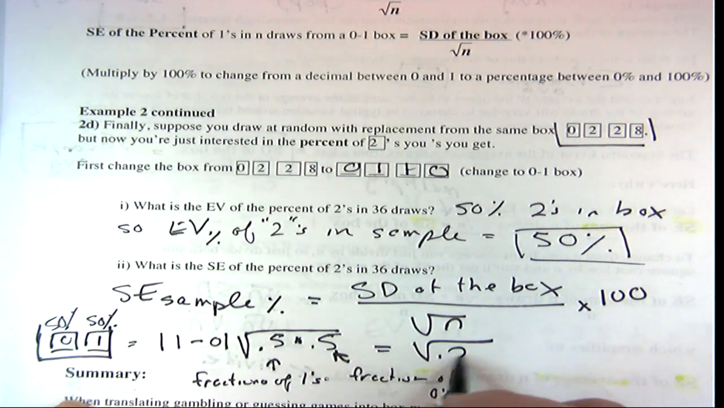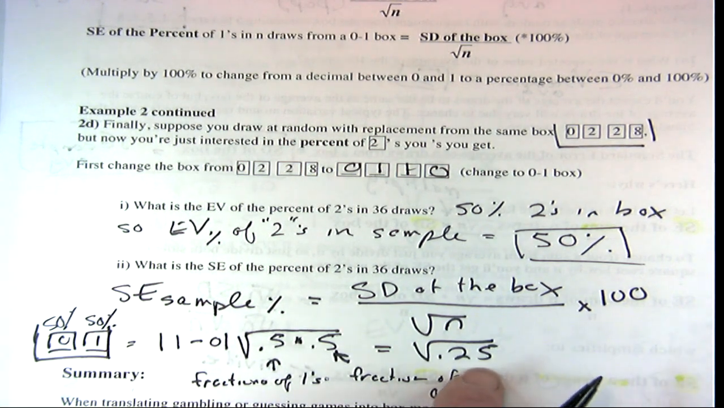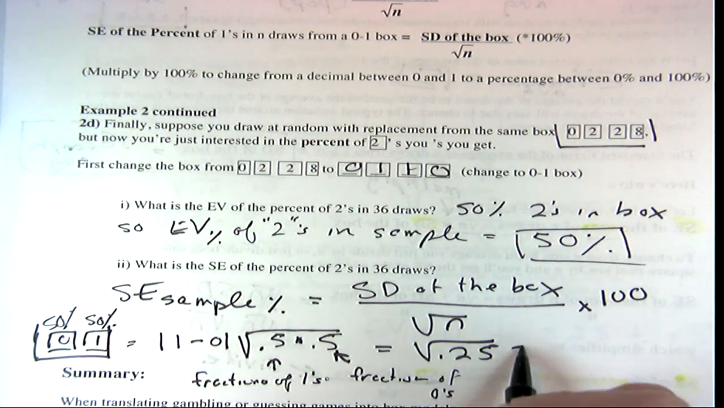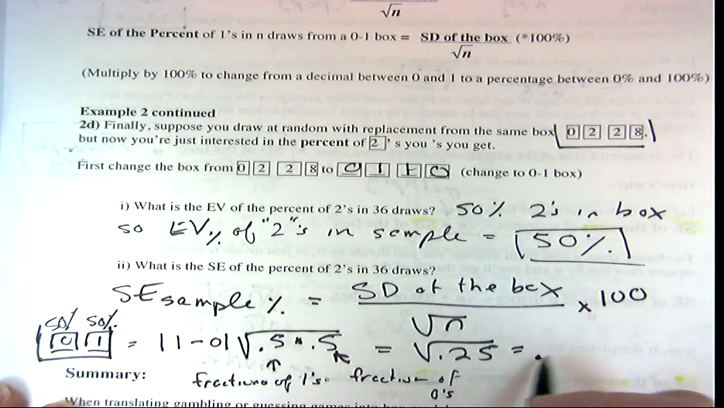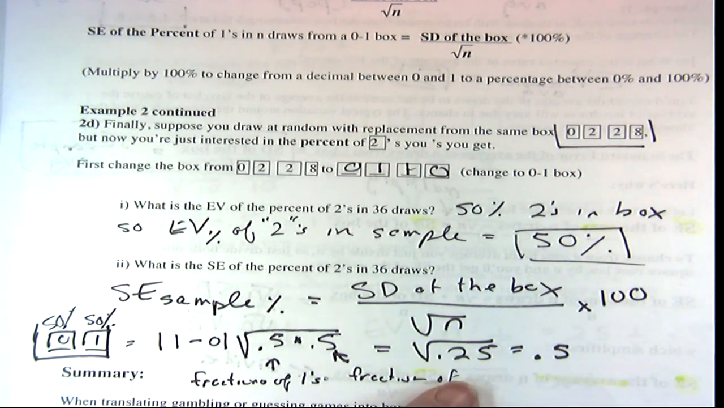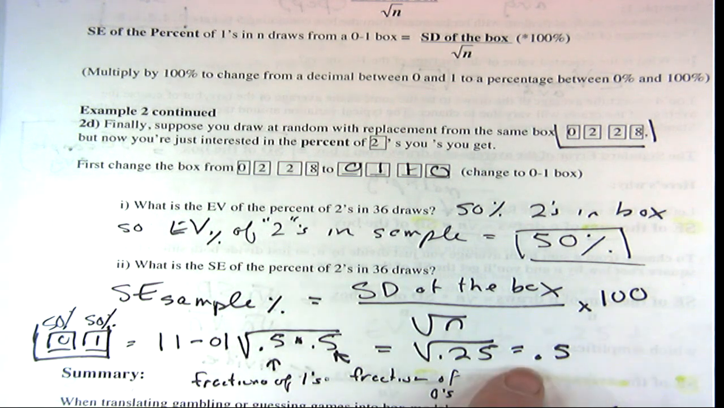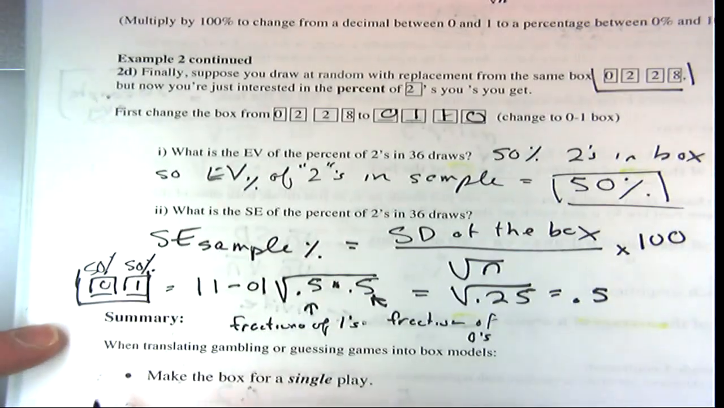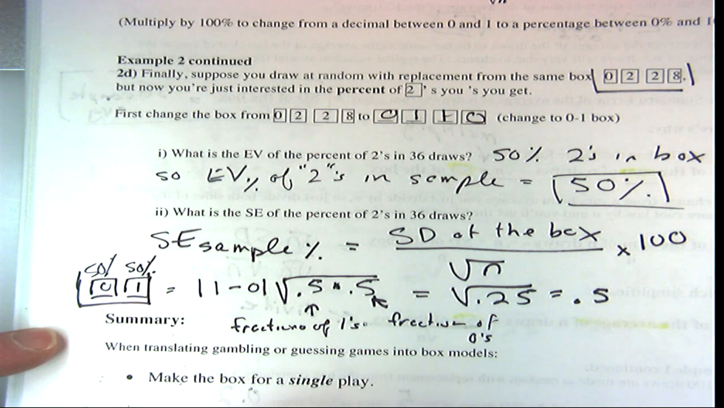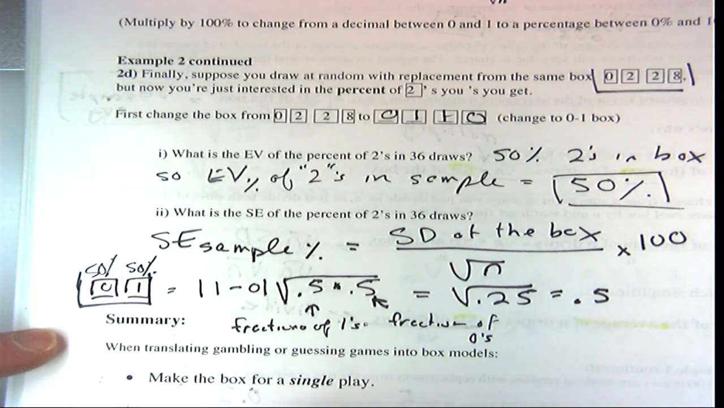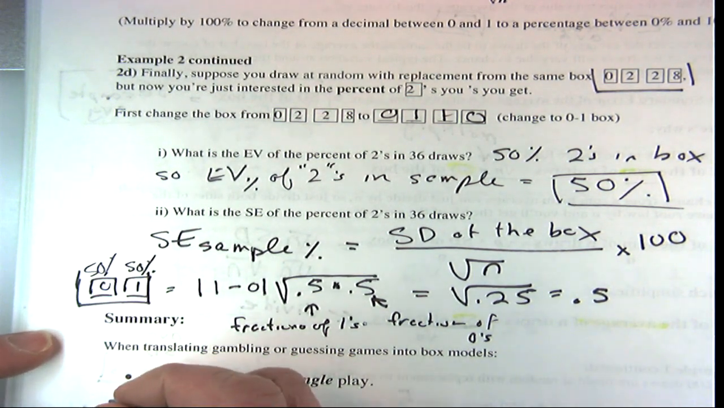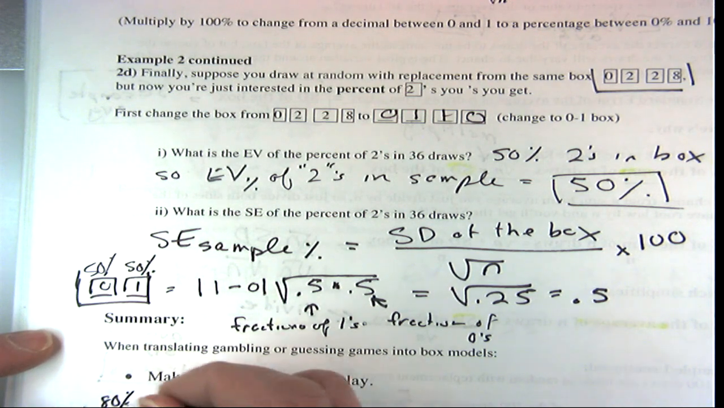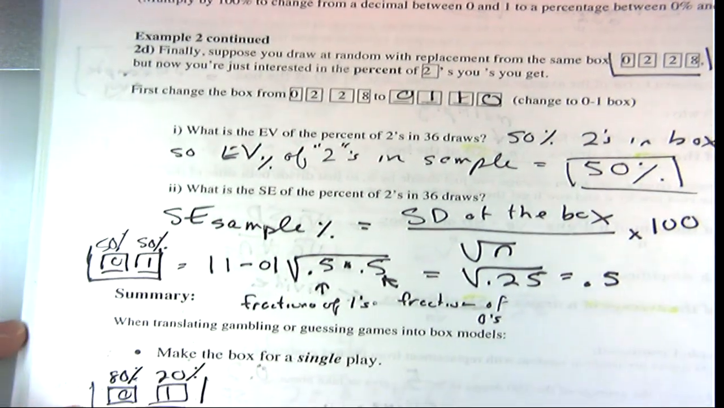And that's the square root of 0.25, and you know the square root of 25 is 5. So this is 0.5. What if you had, just as another example, let's say you had a 0 and 1. Let's say you had an 80%, 20% split. And it doesn't matter which is 80 and which is 20.